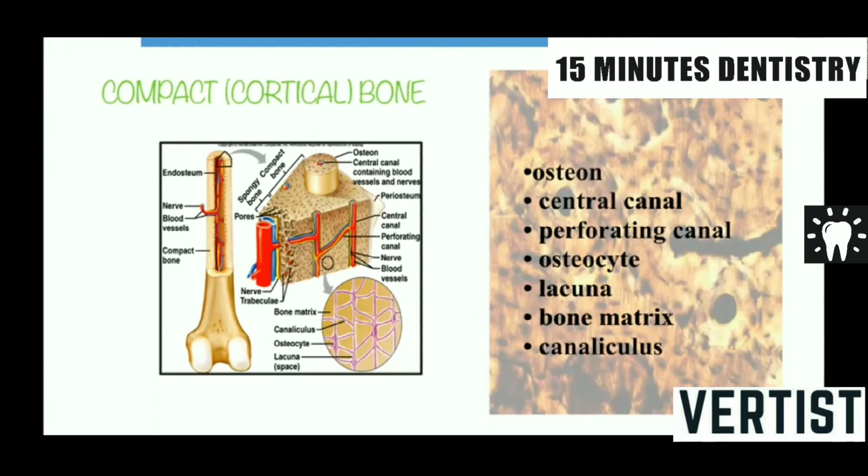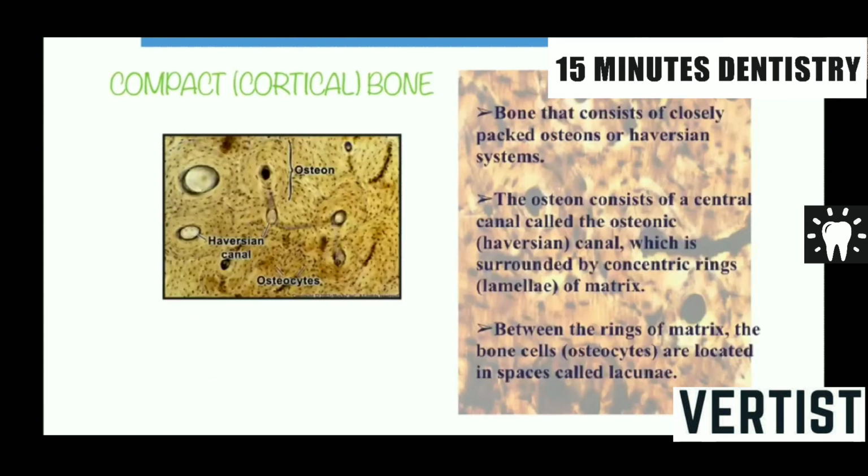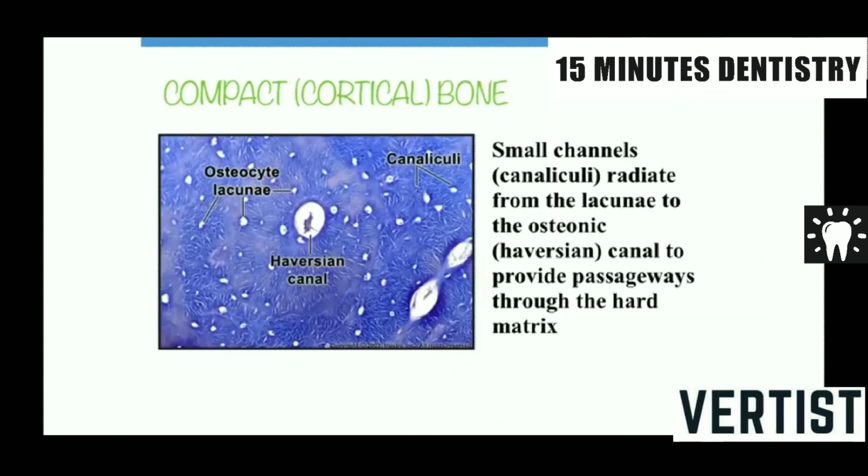They have the osteocytes, the central canal, the perforating canals, the bone matrix, and the canaliculi. This compact cortical bone consists of packed osteons. The osteon is basically the Haversian canal surrounded by concentric lamellae of the matrix. Between the rings of these Haversian canals, the circumferential lamellae, you have the osteocytes which are placed in the lacunae. So you have small channels which radiate from the lacunae to the osteonic canal.